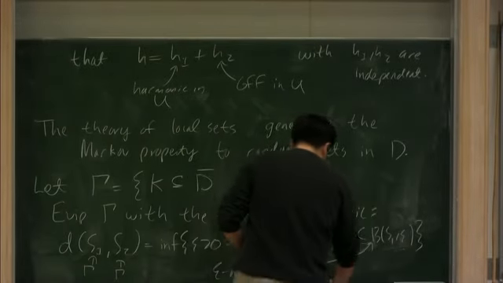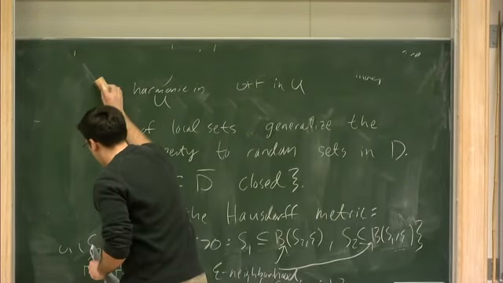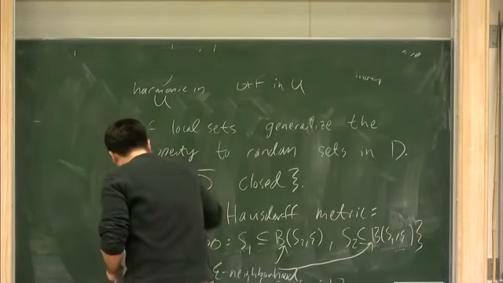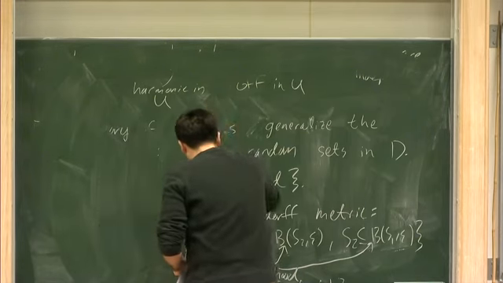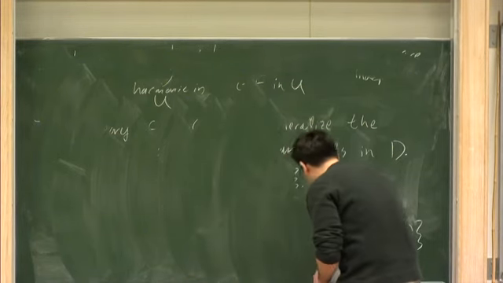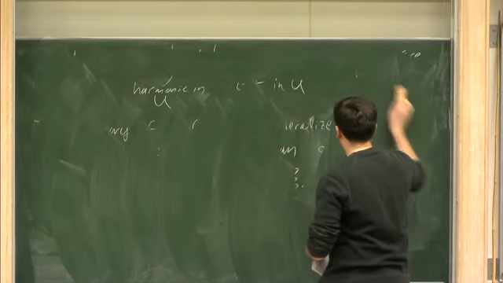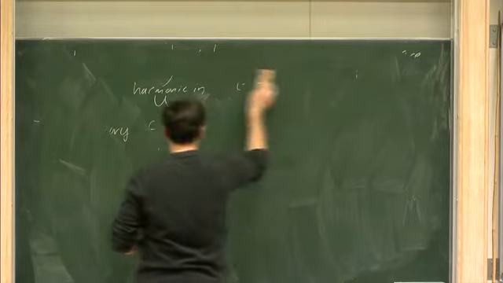Okay, so you can take unions of local sets, but this first result doesn't tell you anything about the conditional expectation of the Gaussian free field when you condition on two local sets at once.